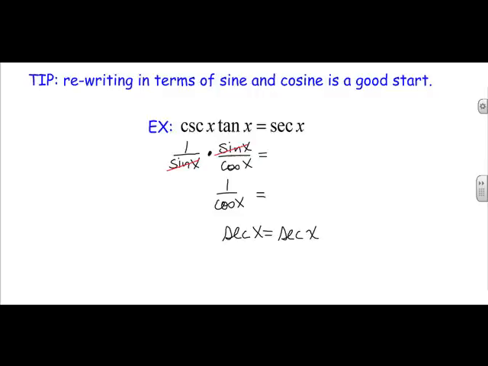So here's another example. I'd recommend that you stop the video and copy that problem on your paper. I'd recommend working on the left side of that, just like in the other one. Start by rewriting cotangent in terms of sine and cosine, and see if you can simplify that. After you've finished it, start the recording again and see how you did.